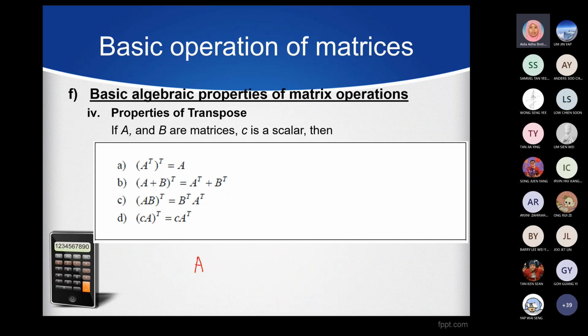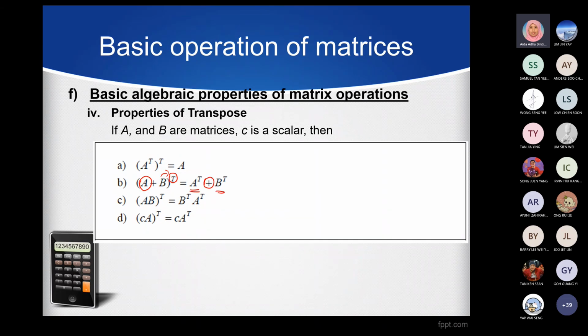You have the A matrix, then you do the transpose, and then you transpose again. For sure, you get back the matrix A. Before this, the T here, if you only have A transpose, means you already changed the row and the column. And then if you transpose again, for sure you get back the A here. So next, for the B here, you have A plus B and you do the transpose. To avoid confusion, you can transpose the matrix A first, and then transpose the matrix B.